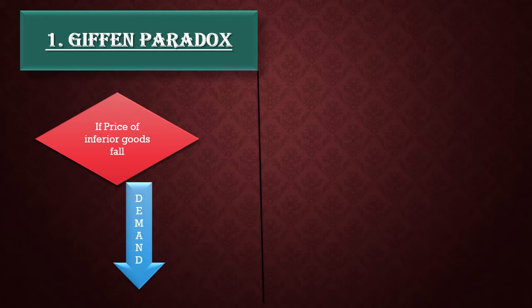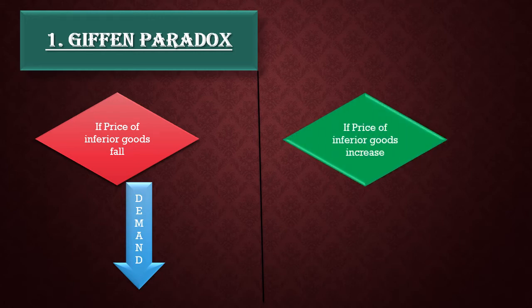So in the same way, if the price of these inferior goods increases, then people would think that the quality of these goods is improving right now, and they will demand more of these goods. So this is the kind of thing. In the law of demand, you just studied that the relationship between price and demand is a negative, inverse relation.